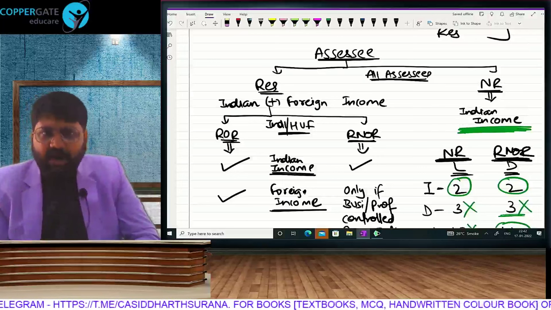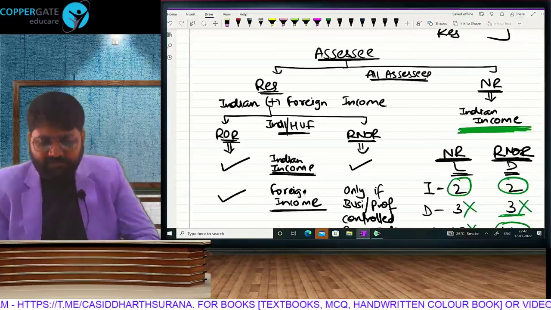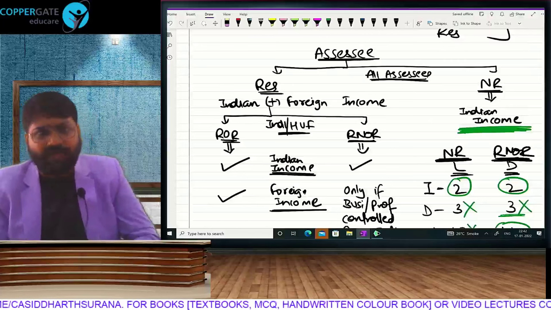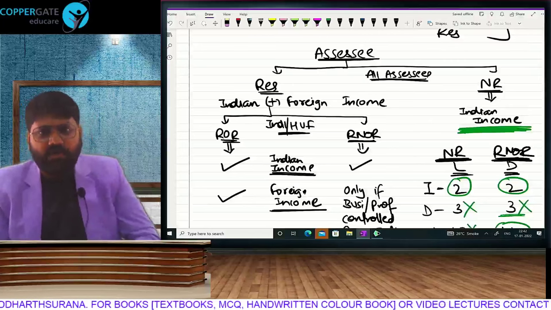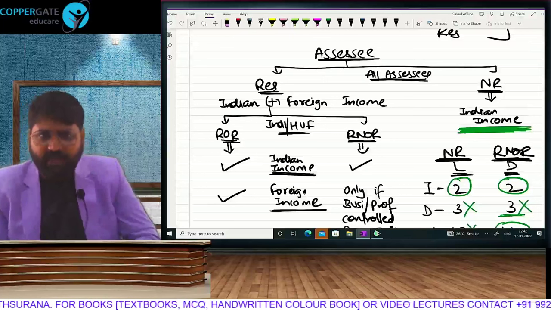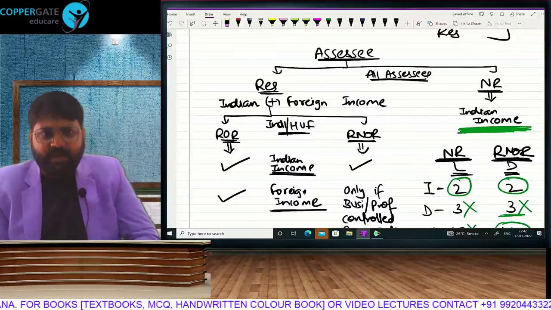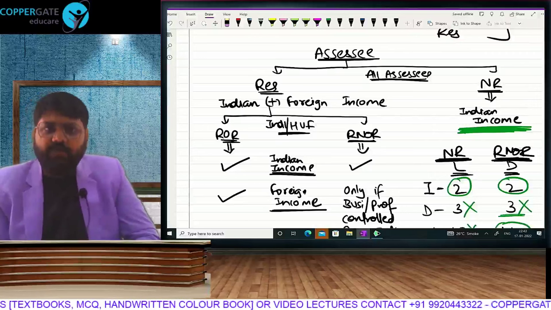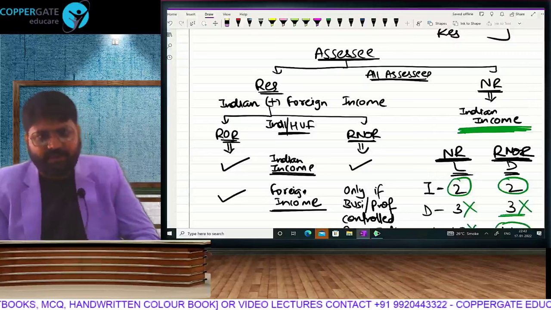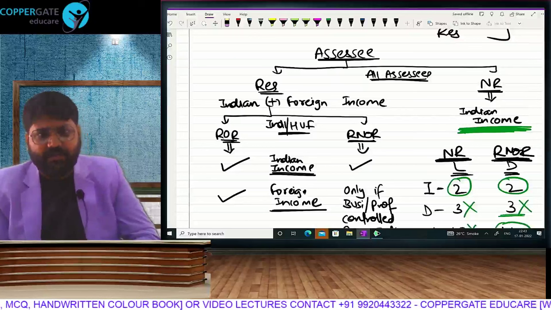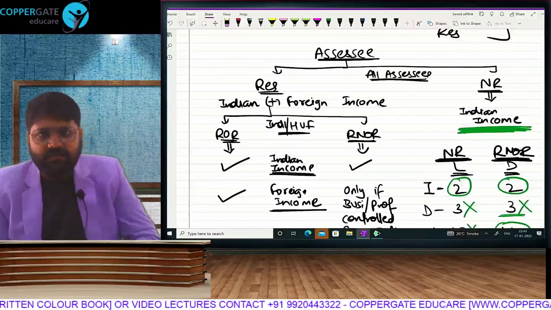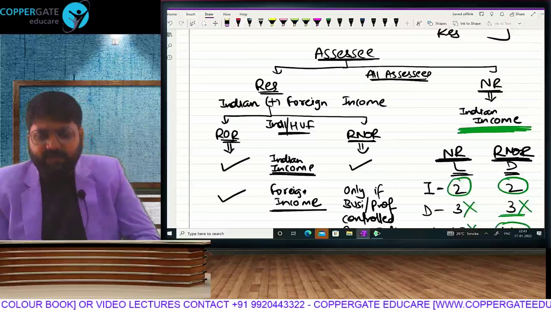Indian income. ROR will pay tax on which income? Both incomes. RNOR will pay tax on, answer one by one, in yes or no? Indian income? Yes. Foreign income without any Indian connection? No. Foreign income from a business or profession controlled from India? Yes. Is that understood by everyone? Yes. Absolutely, totally understood by everyone?